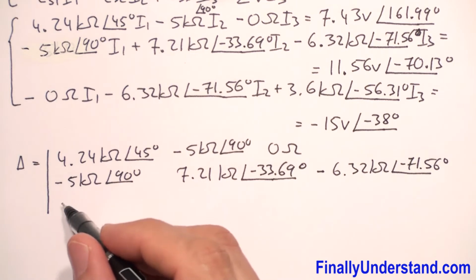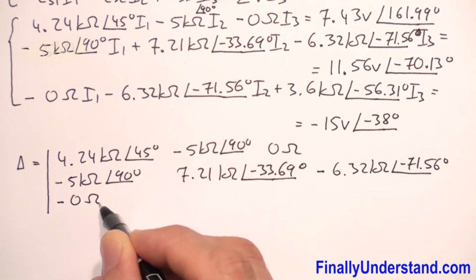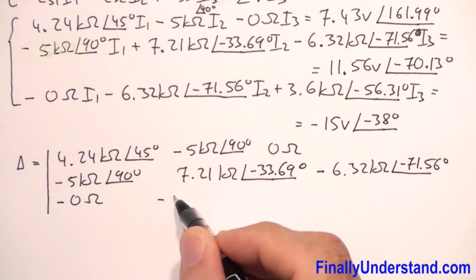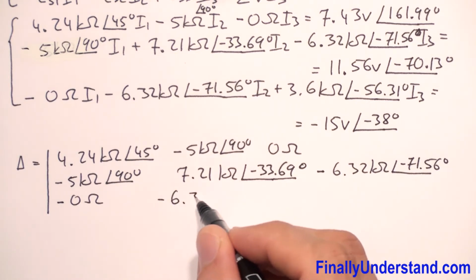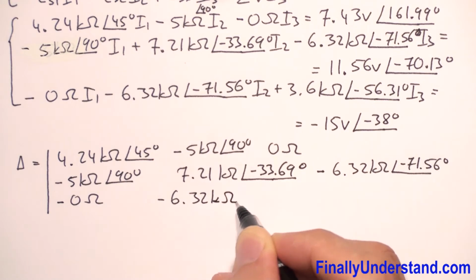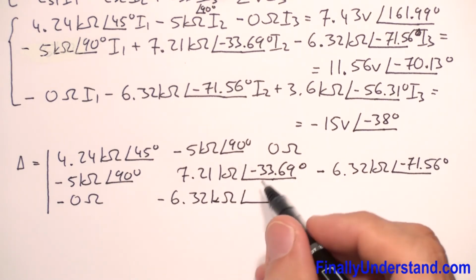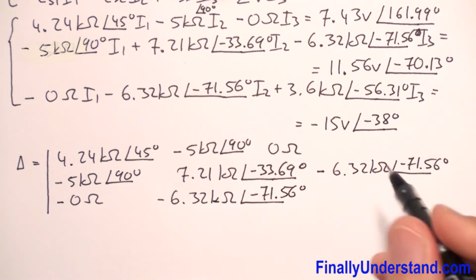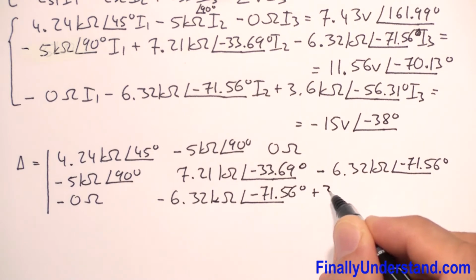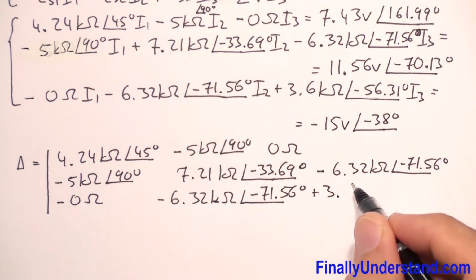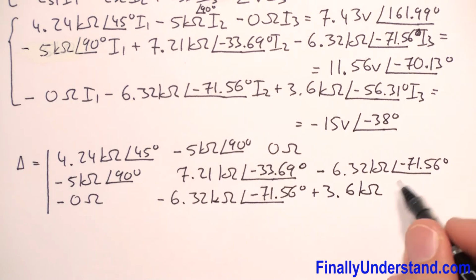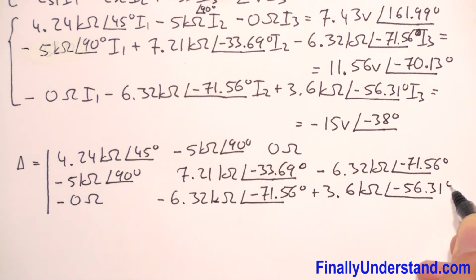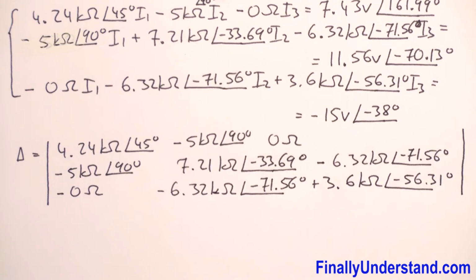Degrees, and we have 0 ohms. I have negative 6.32 kilo ohms and angle of negative 71.56 degrees, plus 3.6 kilo ohms and angle of negative 56.31 degrees. Okay, so now we're supposed to solve the delta.